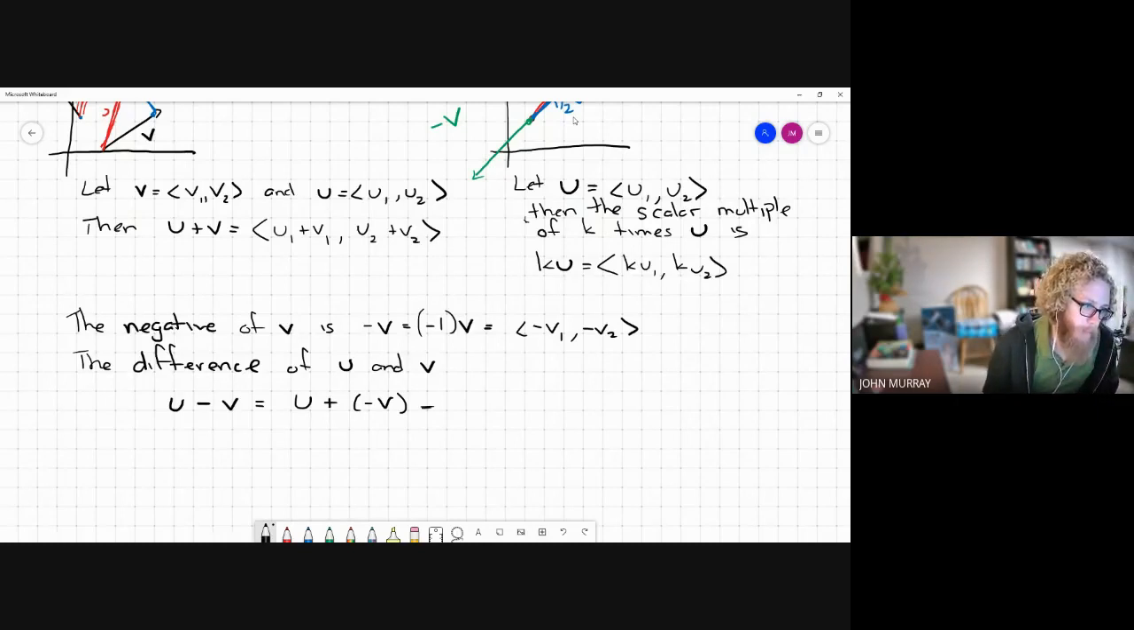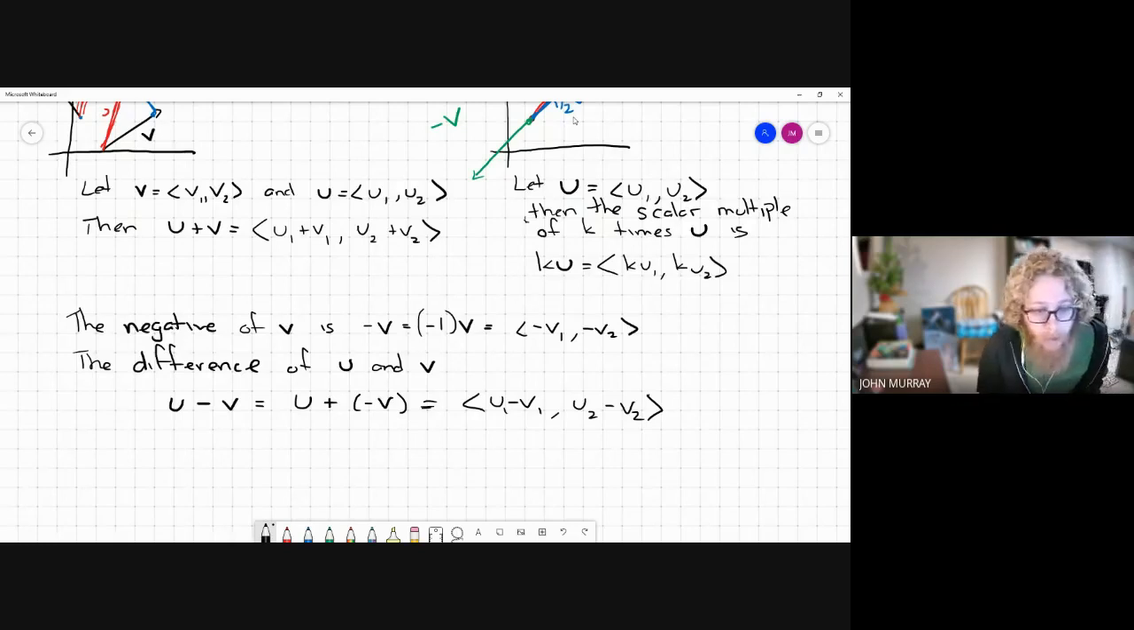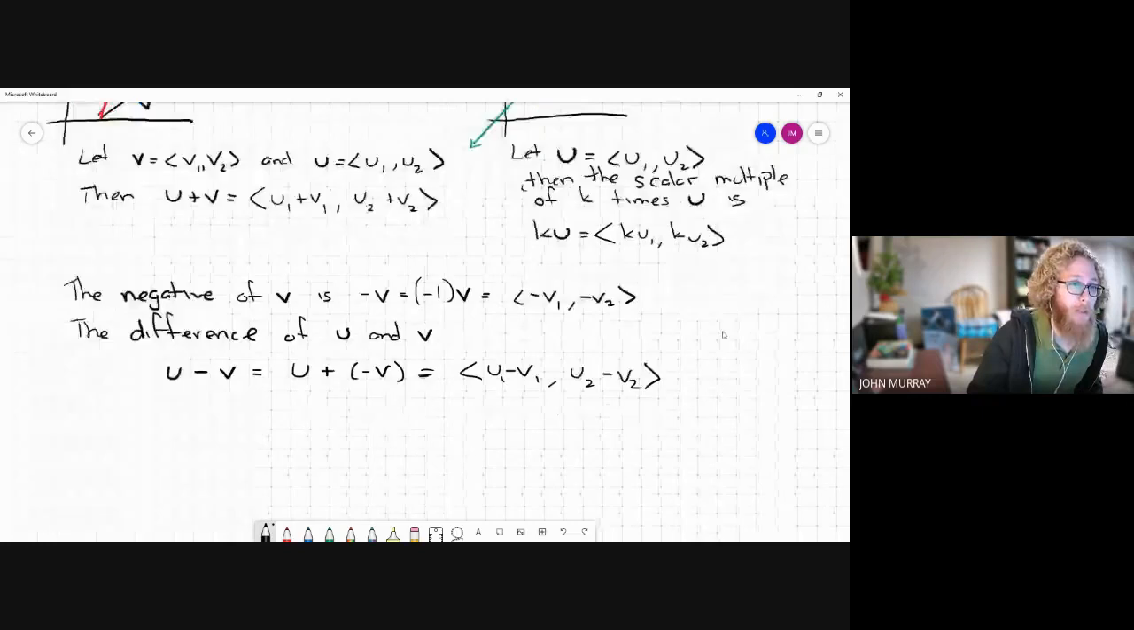Right? And that would give us u1 minus v1 and u2 minus v2. Okay. And again, remember, I keep forgetting, but anytime we're talking about vectors, we use the triangular brackets here. Okay, so make sure you have those triangular brackets. Okay, I think, yeah, we got some time. Let's look at some examples.